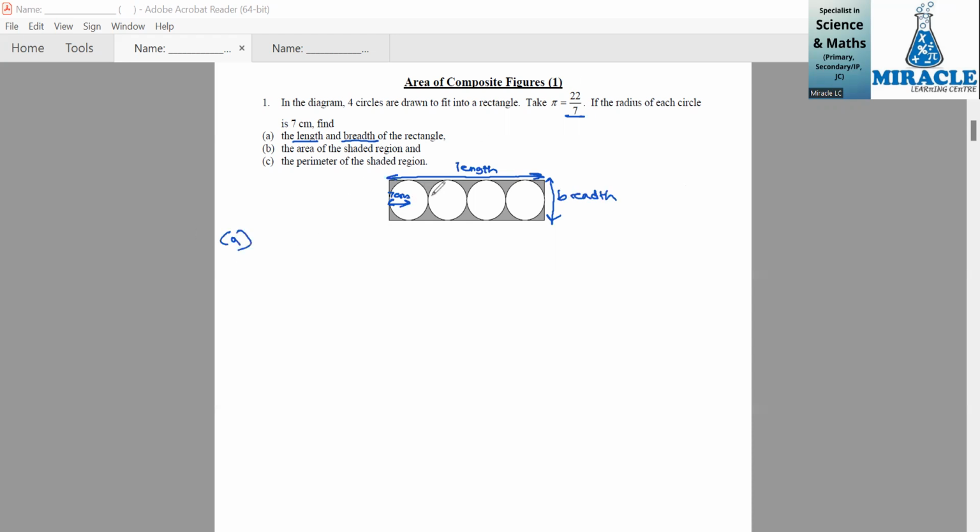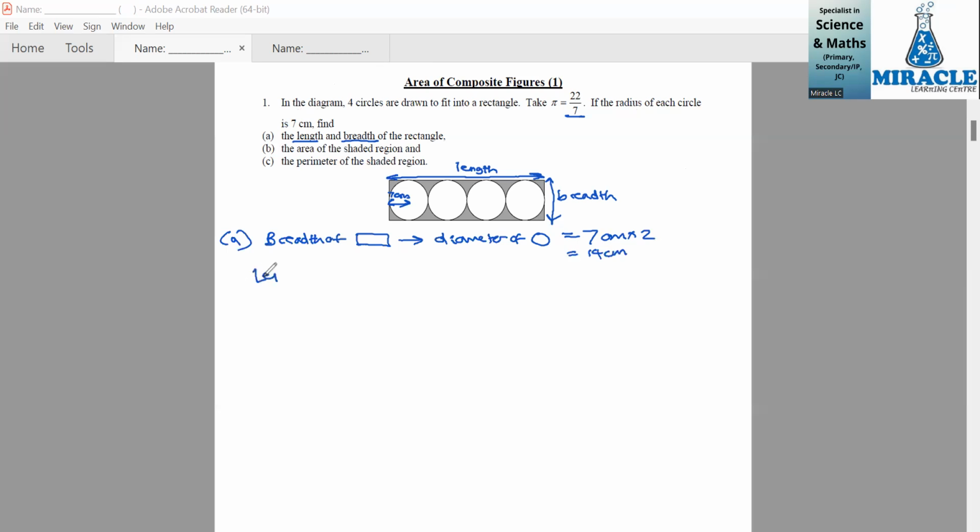We realize that the breadth of the rectangle is actually equal to 1 diameter of each circle. So the breadth of the rectangle would be the diameter of a circle. We know that the radius is 7 cm, so the diameter will always be radius times 2. So 7 cm times 2 gives us 14 cm.